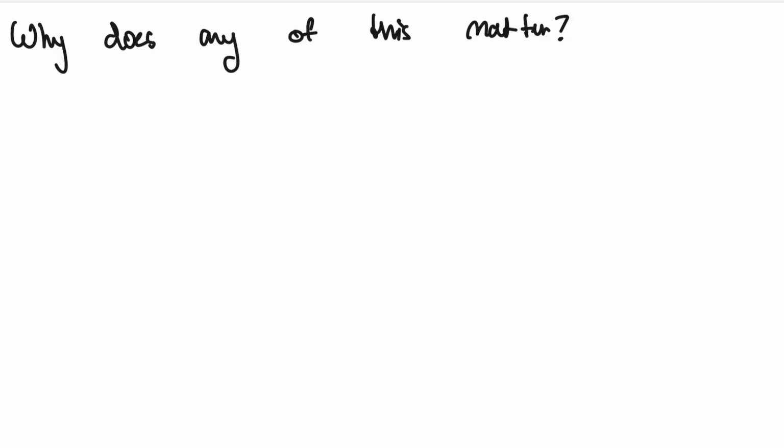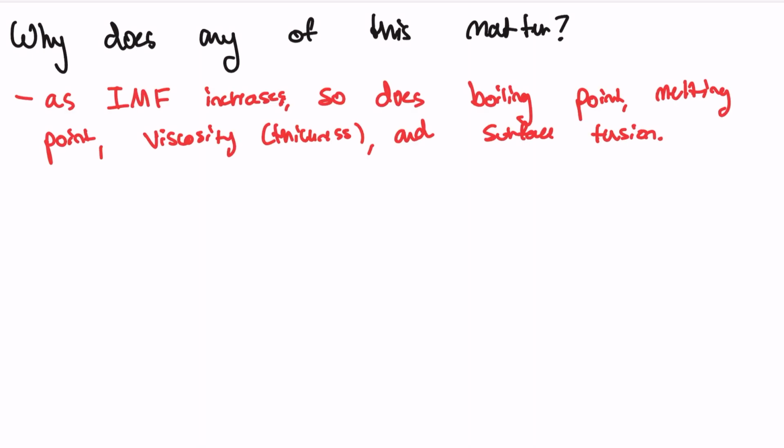For the next part of this video, let's understand the significance of these intermolecular forces, specifically the importance of their differing strengths. As the strength of the intermolecular forces in our substance increases, so does our boiling point, melting point, viscosity, and the surface tension of our substance. Pretty much what we're saying here is that as the forces of attraction between molecules are getting stronger, the physical properties of that substance are also changing. That's something I think is really cool to realize.